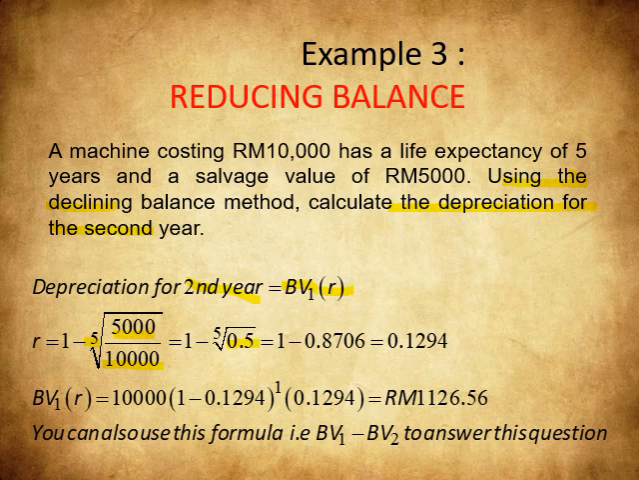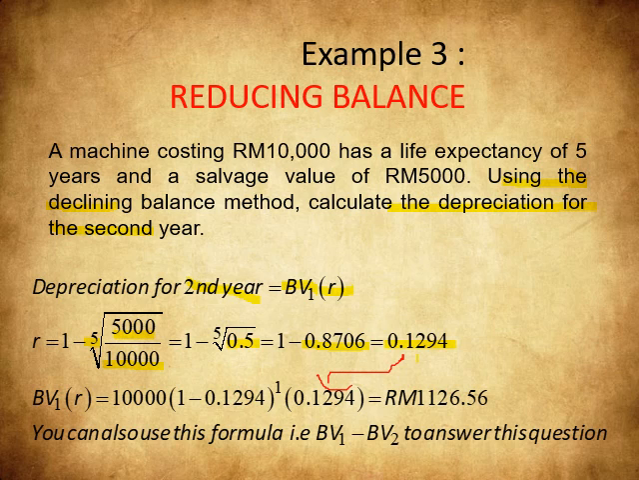Then use your calculator to find the 5th root. You get 0.8706. Then baru you buat 1 minus 0.8706. Then you get the answer for R. Okay, no need to convert it into percent. Since dia tak minta pun rate of depreciation, dia minta apa jawapan yang akhir ni untuk masukkan terus ke dalam formula ni. Okay, untuk you masukkan terus in this formula.